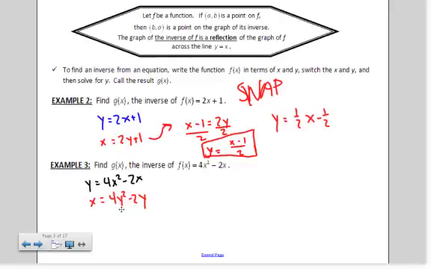I can't factor it. No. So, I'm going to go ahead and use the quadratic formula, which means setting the whole thing equal to 0. So I have 4y squared minus 2y minus x equals 0.